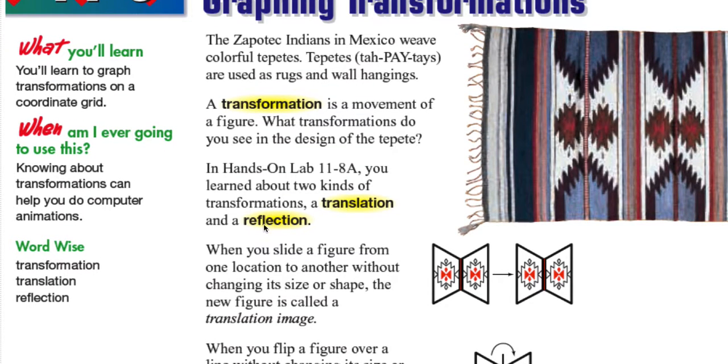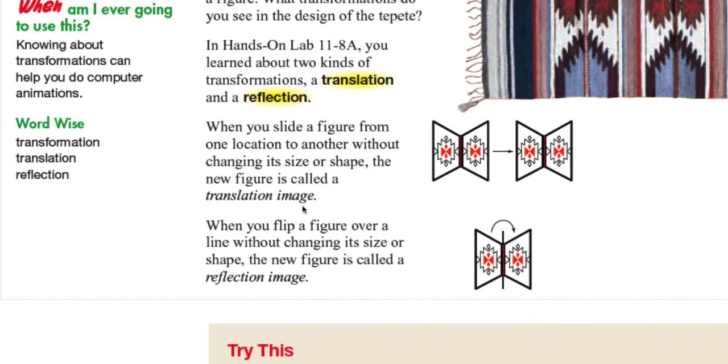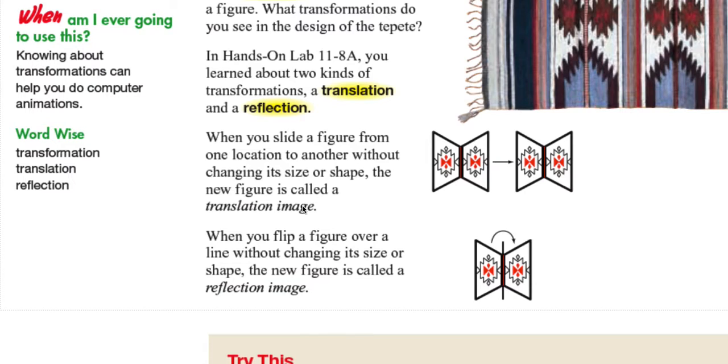In the next activity that we are going to do, it's named the hands-on lab. You learned about two kinds of transformation: a translation and a reflection. Basically, when you slide a figure from one location to another without changing its size or shape, the new figure is called a translated image. That's the definition of a translation.